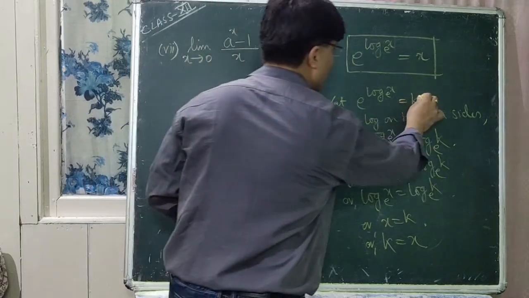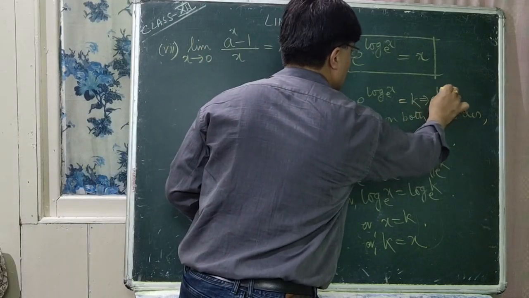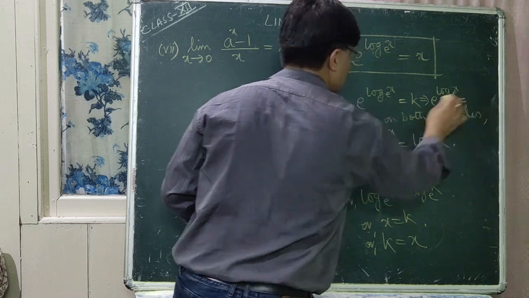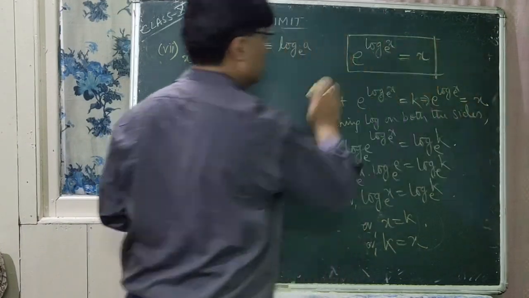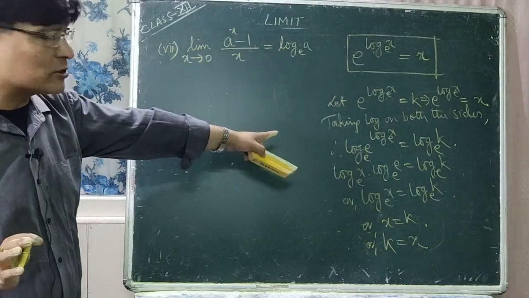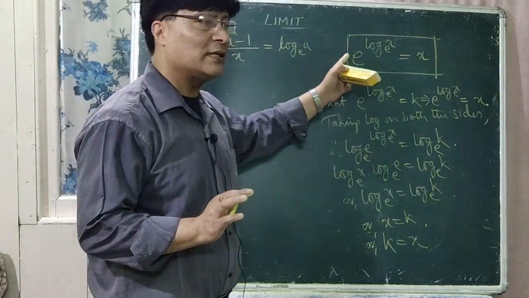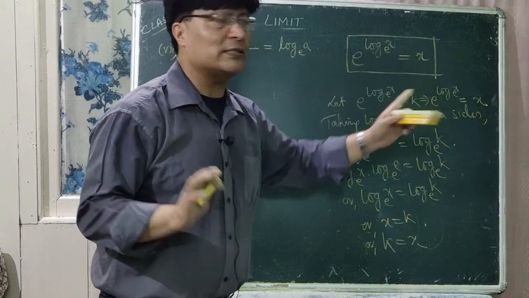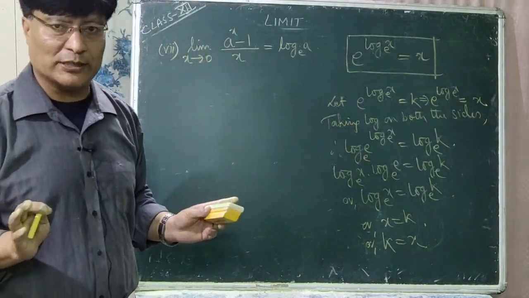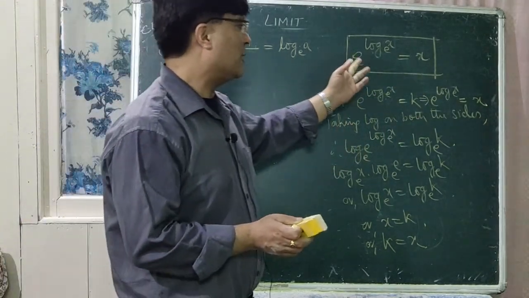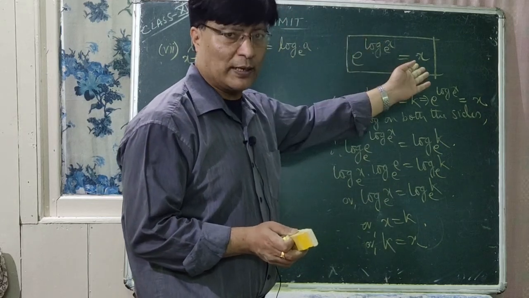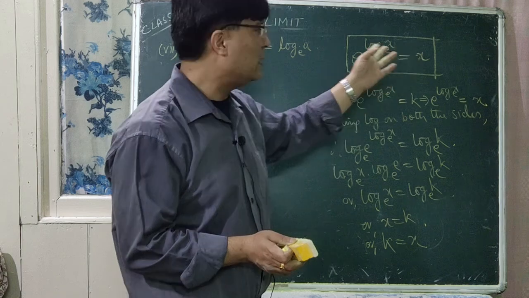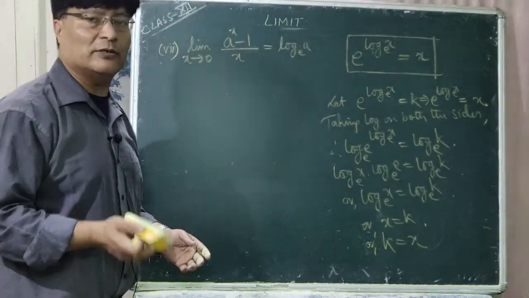So here we have proved that e to the power log x base e is equal to, what was the value for k here? k is equal to x. So we have proved it. I think you have understood how we got e to the power log x base e is equal to x. You don't have to prove it each time, just try to remember this one. You have to memorize it. So e to the power log x base e is equal to x.